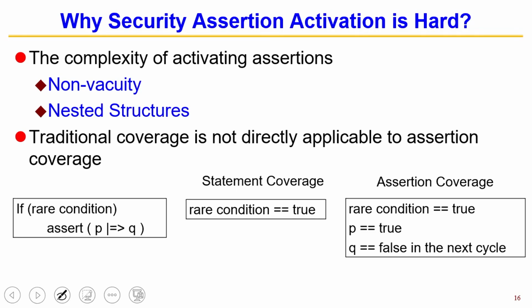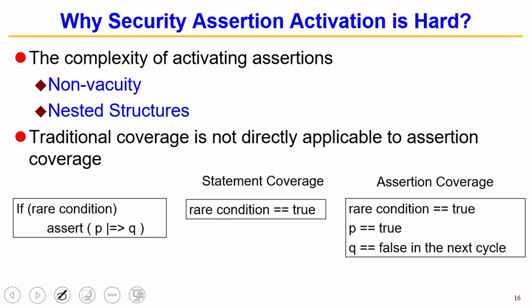So then you can use an automated method to generate tests. But the problem with the automated method is that whatever you are trying to do manually, it would still try to do the same. While it is trying, if the if statement has a rare condition, then it has to make the rare condition true. For you to activate this assertion, it has to make the rare condition true, and not just that, you also have to make P true. Remember, this P could be a complex expression, it may not be one variable, and you have to make P true and then Q false in the next cycle.